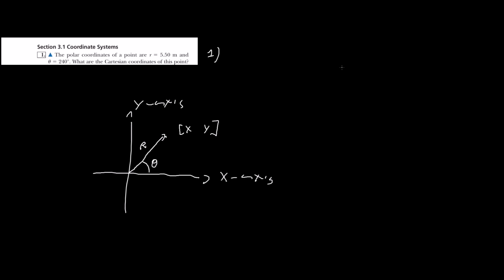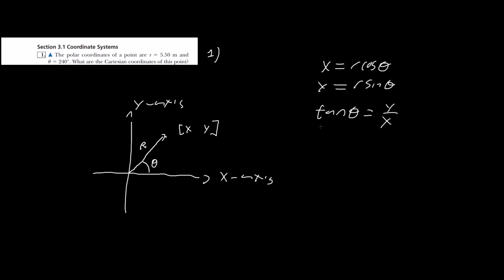So the formulas that you're going to memorize are x equals r cosine of theta, y equals r sine of theta, and I'm going to put tangent of theta just for the heck of it. Tangent of theta is going to be y over x. And then you can find other points.